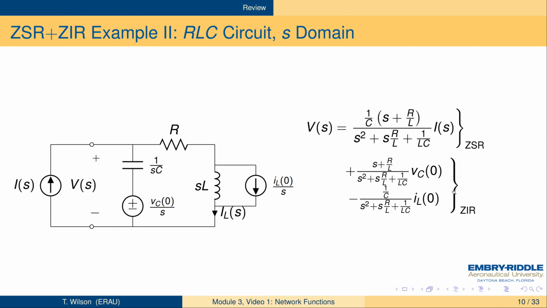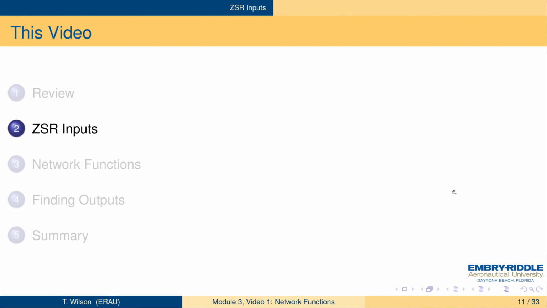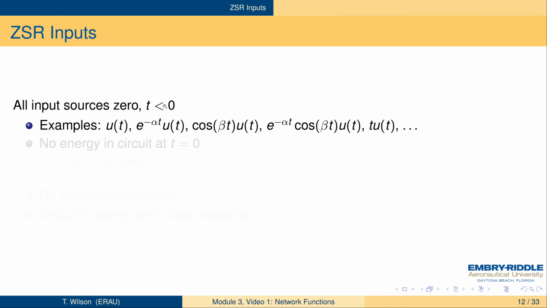So what kind of inputs result in zero state responses? Well, if the input's 0 for t less than 0, there's no way to store energy in the circuit up until that time, and any energy that was in the circuit a long, long time ago has been dissipated by then, assuming it's a passive circuit and only made up of R's and L's and C's, or made up of R's and L's and C's and amplifiers, but designed such that it does not inject net energy into the circuit.